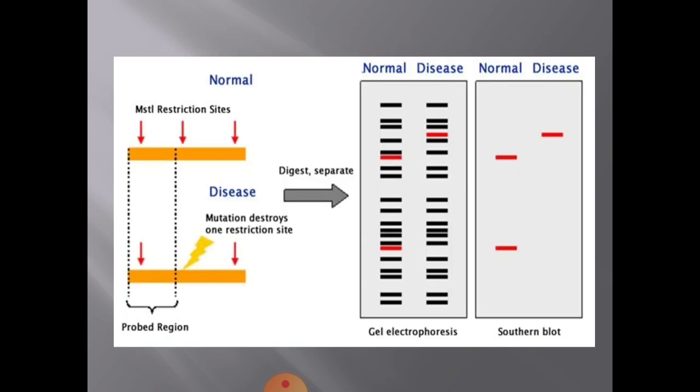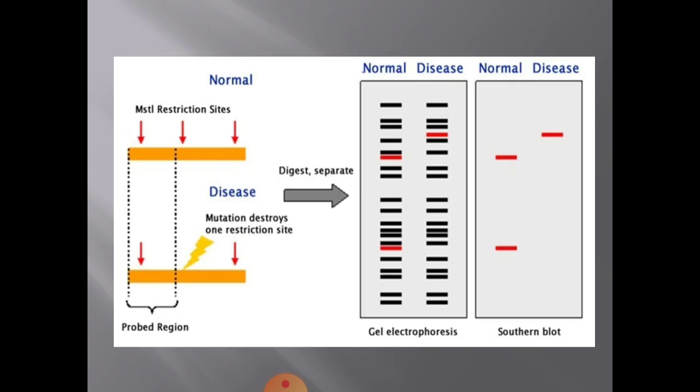Now you can see this slide. Here is the DNA piece with restriction sites for MstII, and then this is another piece, right? So this DNA is from a normal person, preferably from the same family. This DNA fragment is from the diseased person. Now there are 3 restriction sites, and if there is a mutation, for example, this mutation would have destroyed one restriction site.